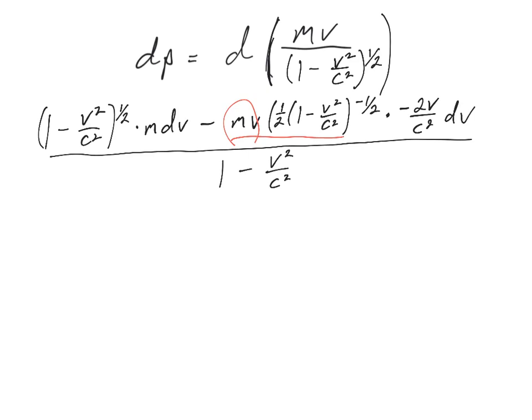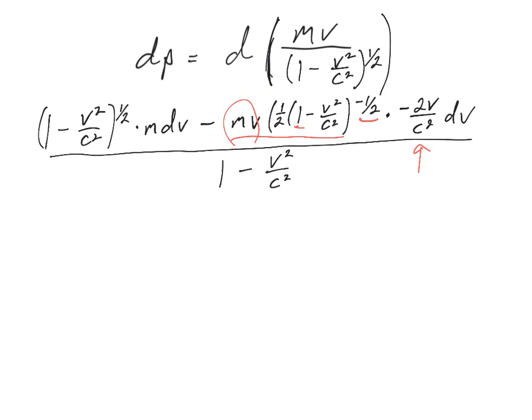We take the derivative of the outside function, so we get 1/2 quantity 1 minus v squared over c squared, and we have to decrease that exponent by 1, so we get a negative 1/2 for our exponent. And we have to use the chain rule, so we take the derivative of the stuff inside. The derivative of 1 is 0, and the derivative of negative v squared over c squared is negative 2v over c squared times the derivative of the velocity, dv. And we divide everything by the bottom squared, so squaring the square root, we get 1 minus v squared over c squared.